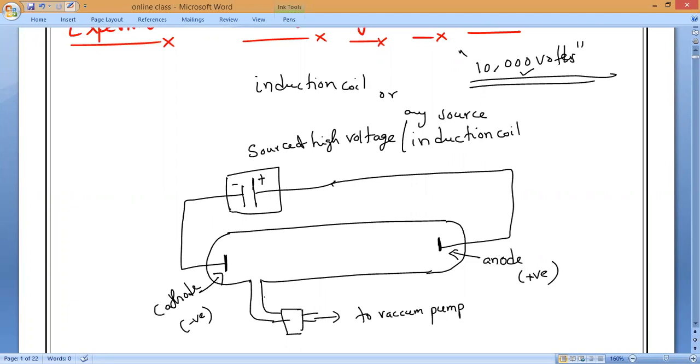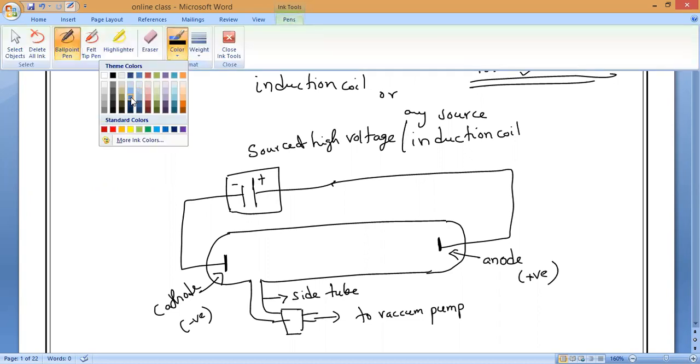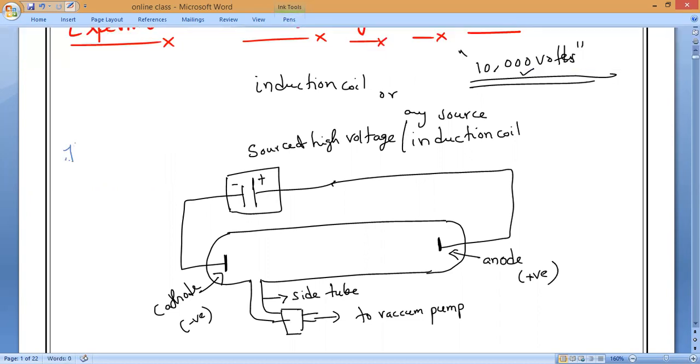Now, this is the side tube. We all know the use of the side tube. The side tube is connected to the vacuum pump. So it will create low pressure. We reduce the pressure from the normal 760 mm of Hg to 0.001 mm of Hg, extremely low pressure, so that the gas turns into an extremely good conductor.